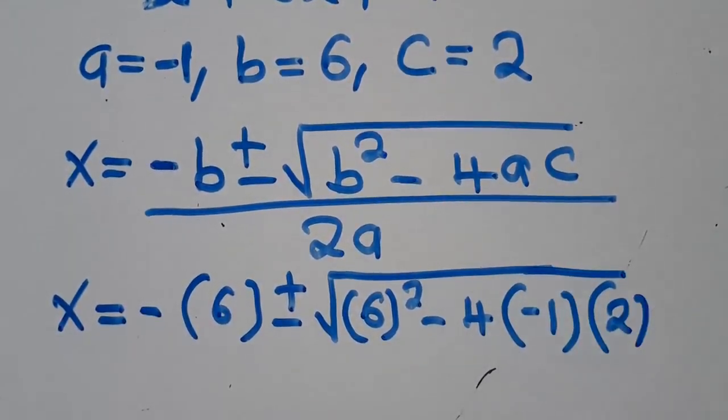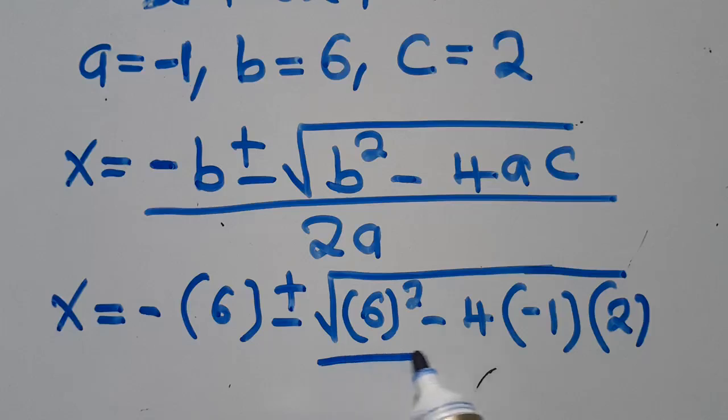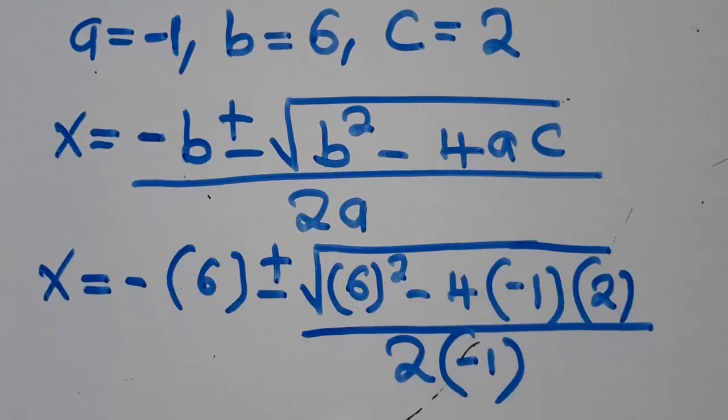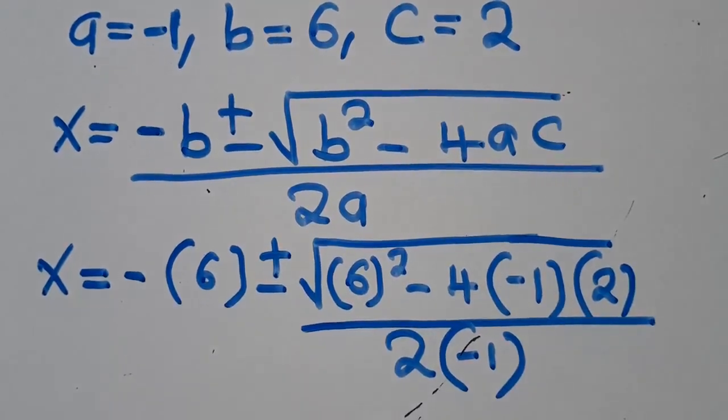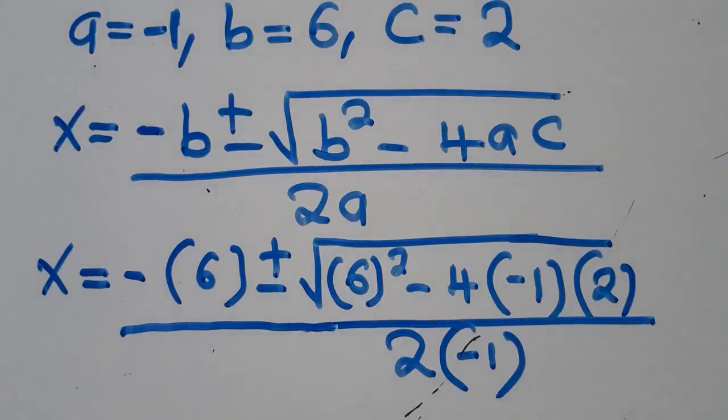Then you say over. Some people are not able to understand the same mistake I was talking about. Someone will say over 2, and a is negative 1, and write it separately. I've been saying that this is not how you need to write this. The fraction line should reach up to here, like this. This is the correct way of answering such a question.